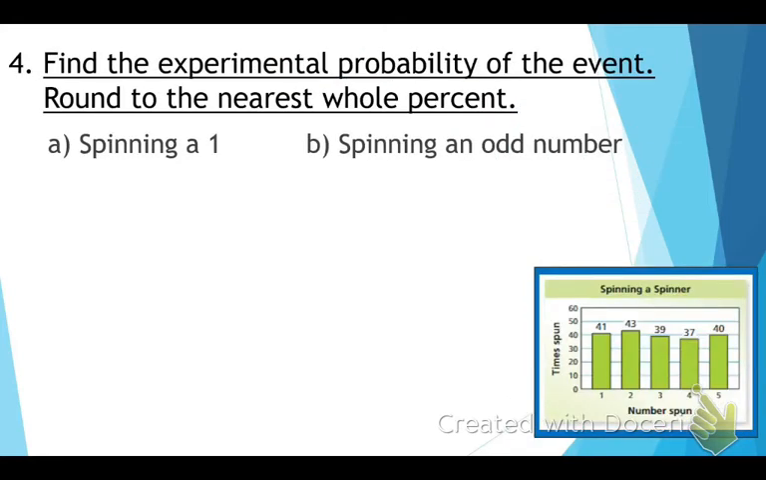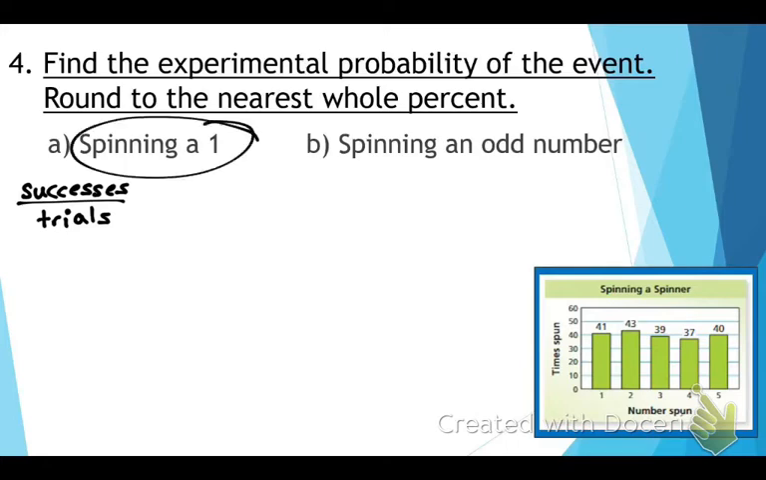This next one talks about finding the experimental probability of the event. If we are doing an experiment, what's the formula for that? Successes over trials. Everyone write this down. Successes divided by trials. We are trying to successfully spin a what? A 1. So let's look over here.